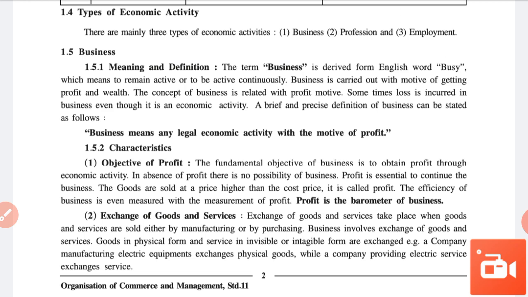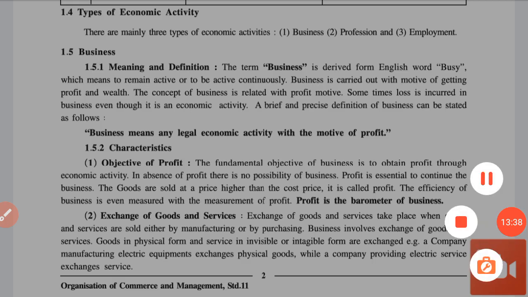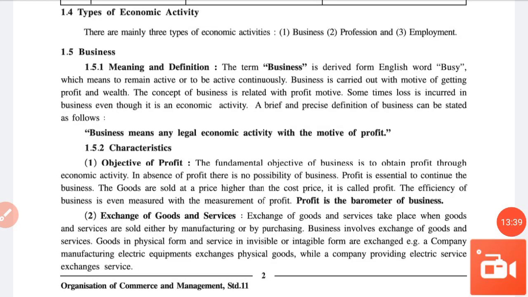A brief and precise definition of business can be stated as follows. Business means any legal economic activity with the motive of profit. You can write this definition or meaning in the examination. Business means any legal economic activity with the motive of profit. Please underline the important points in the definition.